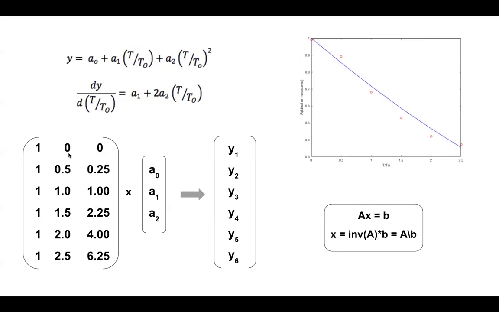Okay, so this is 1, 0, 0. And again, this column will be all ones. This is 0, this is 0.5, this is the square of 0.25. 1 is the square of 1, again 1. 1.5 squared is 2.25. 2 squared is 4, 2.5 squared is 6.25. You have got this matrix, you have got the unknown matrix, and y1, y2, y3.